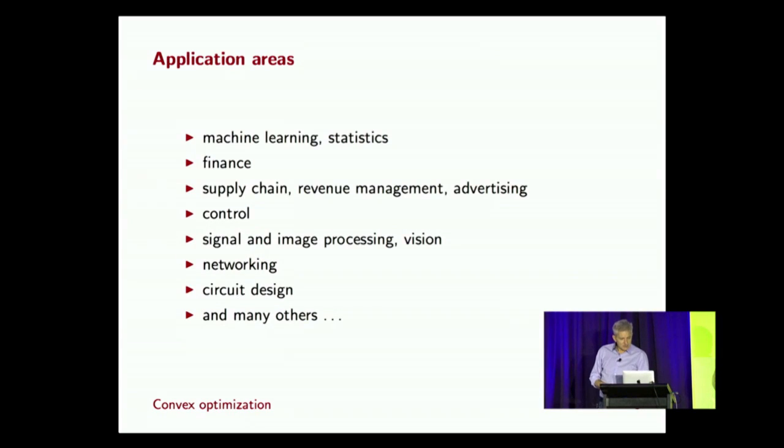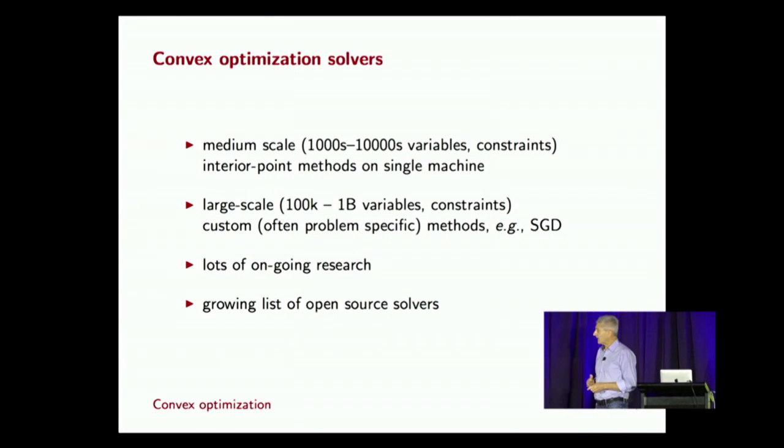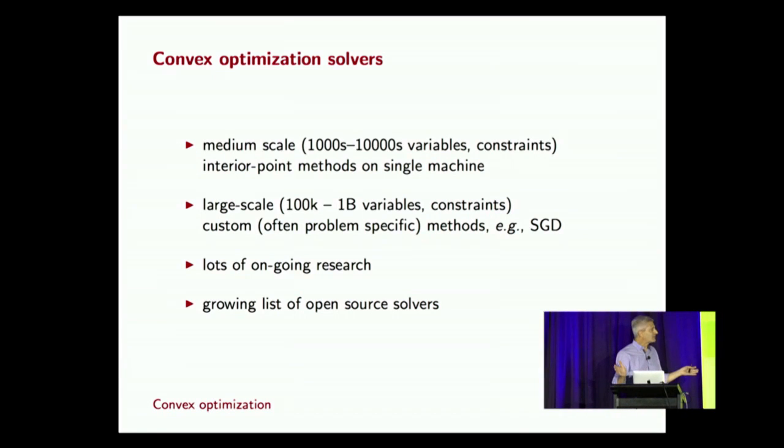Let me say a little bit about how you solve them. So if you have a medium scale problem, and that's a problem typically with a couple of thousand variables, maybe a couple of tens of thousands of variables and constraints, we can do this on a single machine. I can do this on my laptop. It's a new laptop, so anyway. But I can do it on my laptop. It's not a big deal.